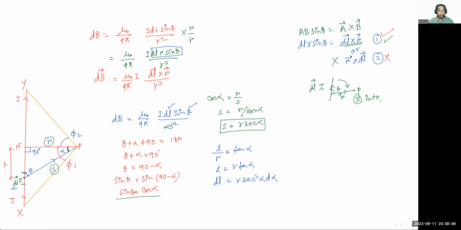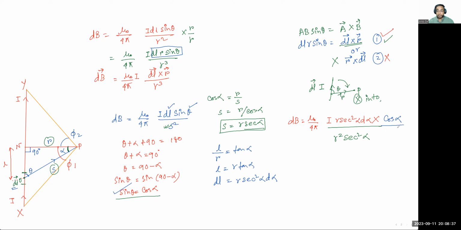So we have all the things we need. Now it's time to put in the values. So dB is equal to mu naught by 4 pi I into dL, which is R sec square alpha d alpha, multiplied by, we have S as R sec alpha, so let us put it in the bottom: R square sec square alpha. And we have sine theta as cos alpha, so we are going to substitute that, sine theta as cos alpha.